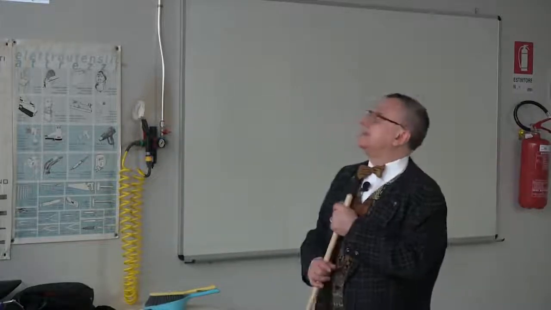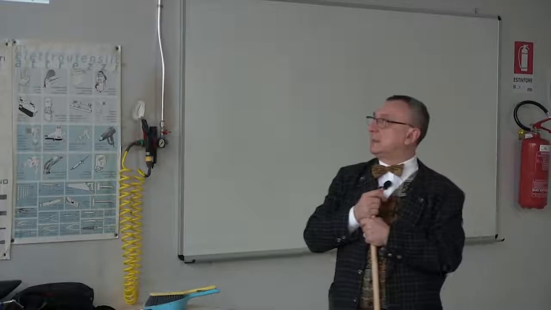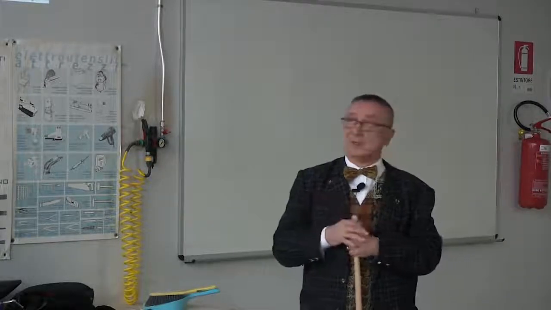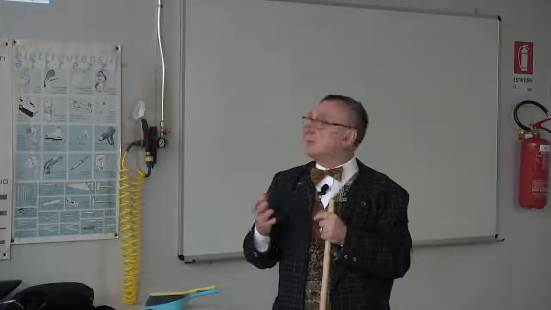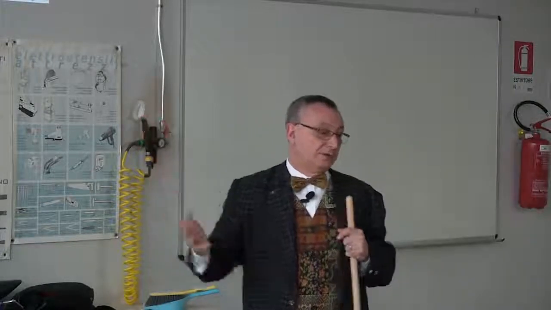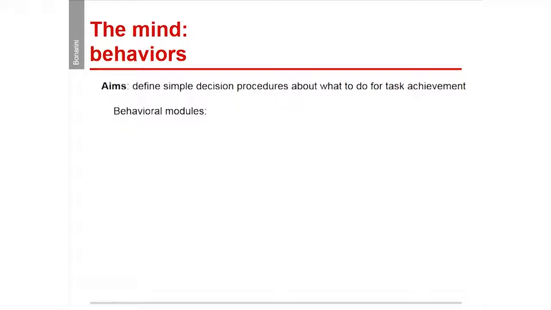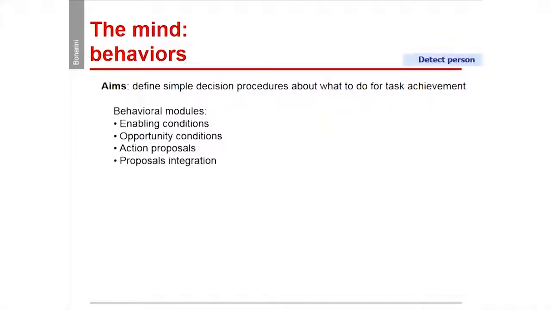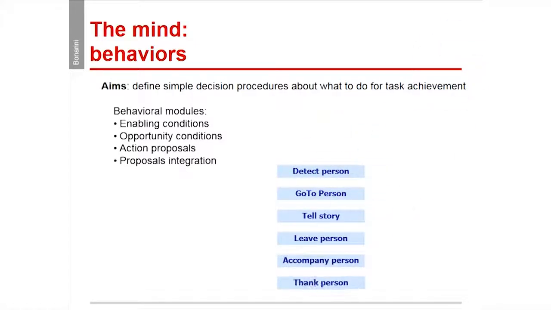Then another important thing is that this is the model of the world. We can detect things and understand what's around. Then we have to decide what to do. So what to do is a behavior of the robot. And we can have behavioral models to do the single things that the robot can do. We may have an enabling condition for each behavior, an opportunity condition, so whether it is the case to do something or not, and action proposals. For instance, here we have a set of possible behaviors for this robot.